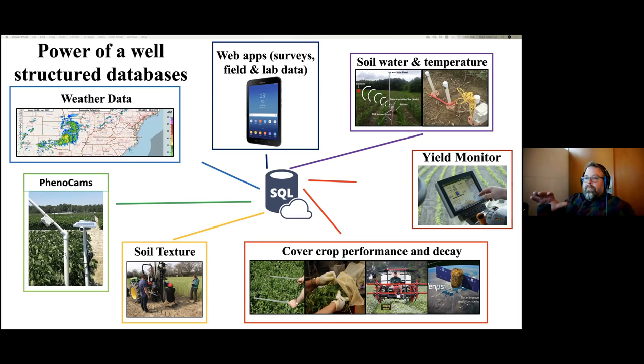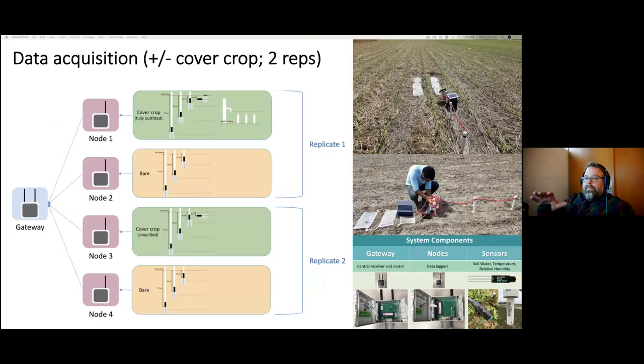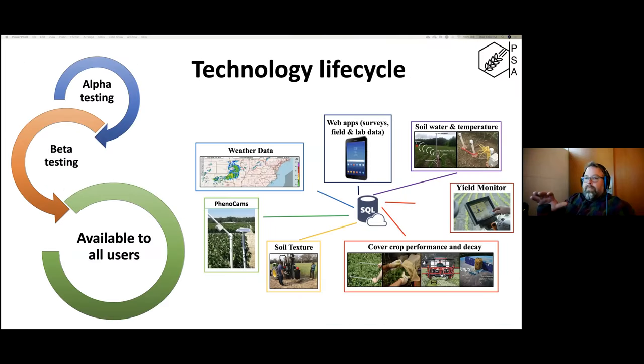Because of that, we've developed a three-tier system, what we call alpha testing, beta testing, and available to all users. Alpha testing is new technologies that have not been broadly deployed, that have a lot of quirks and problems, where it's some new open source technologies that we're developing. And so we don't want our collaborators to develop fatigue with new technology.